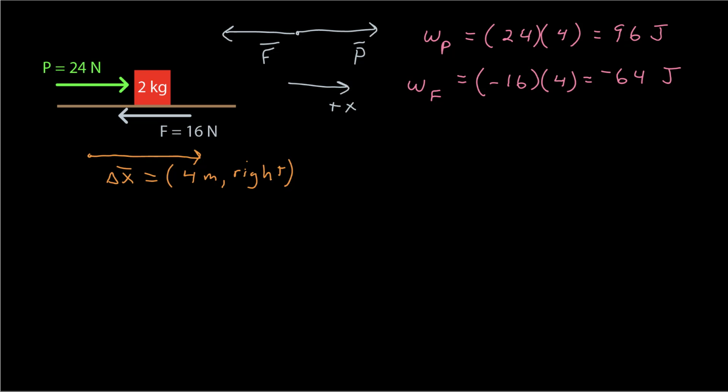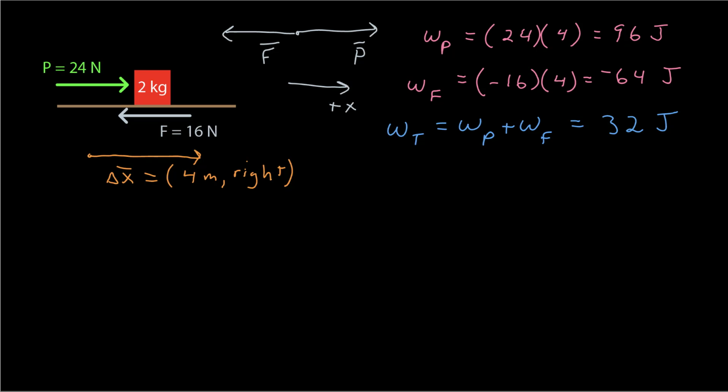The same thing with the frictional force. Since it's pointing in the negative x direction, I represent that as negative 16. The displacement is the same, it's still 4 meters to the right. The work done by the frictional force is negative 64 joules. So remember, a positive work is adding energy to the system, and the negative work is removing energy from the system.